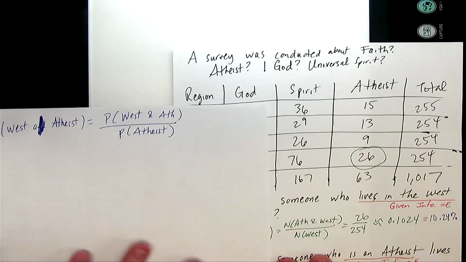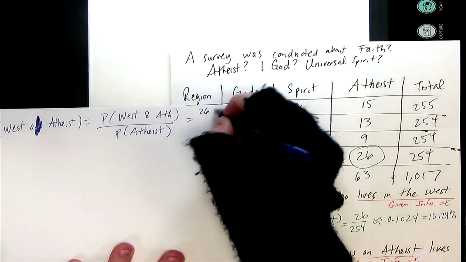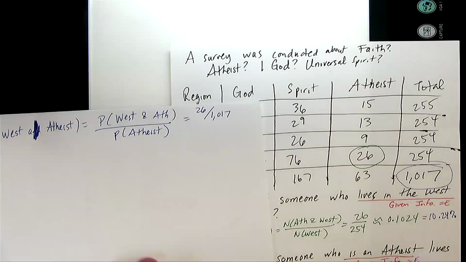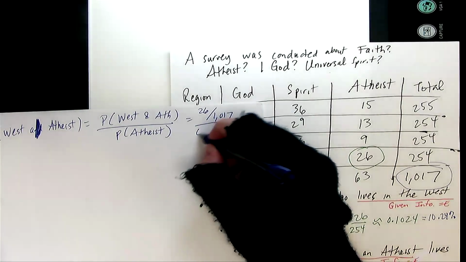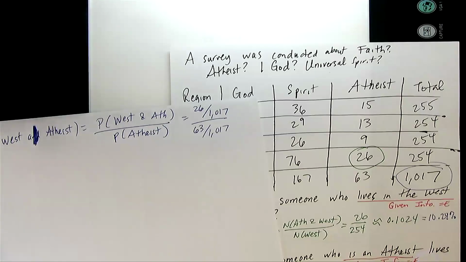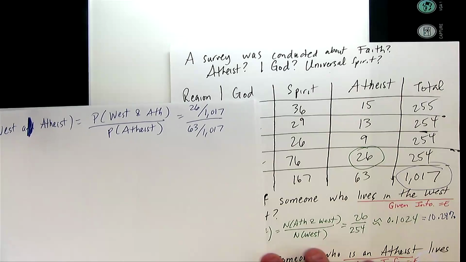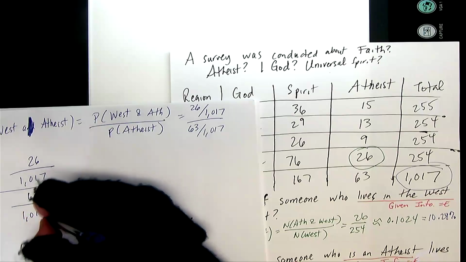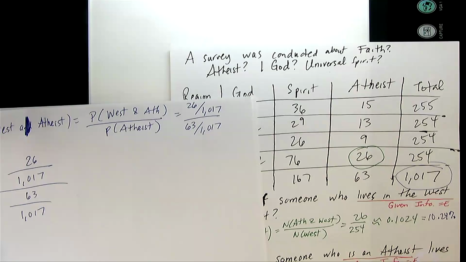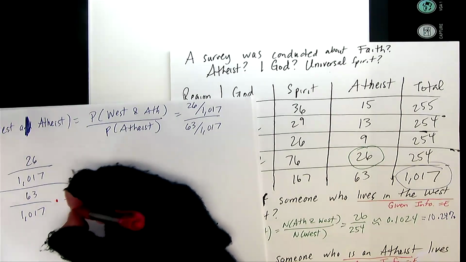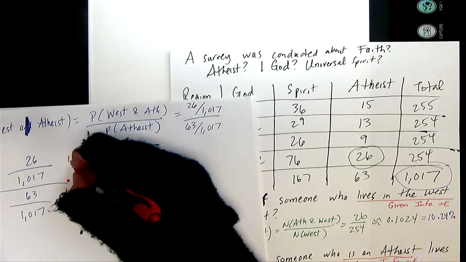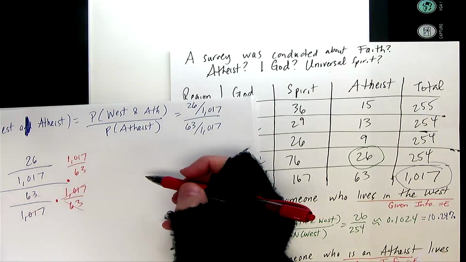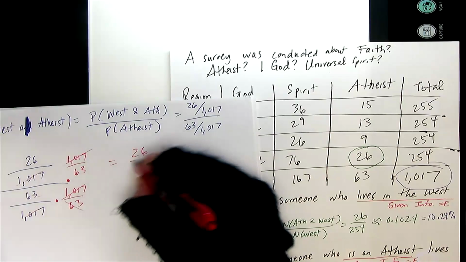So the probability that someone lives in the West and is an atheist: there were 26 people out of 1,017, that's the total number of people. And the probability that someone was an atheist was 63 out of 1,017. These are called complex fractions, they kind of suck. But you can get rid of it by taking the bottom fraction and multiplying the top and bottom by it. The stuff on the bottom cancels out, and the 1,017s cancel out here, and you get 26 over 63.